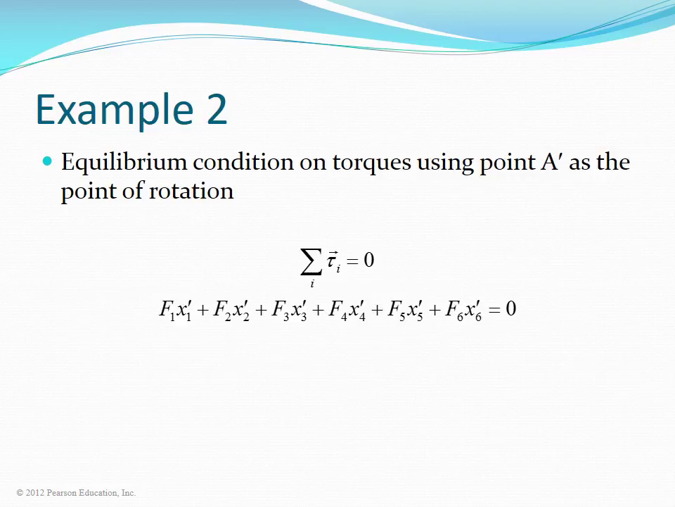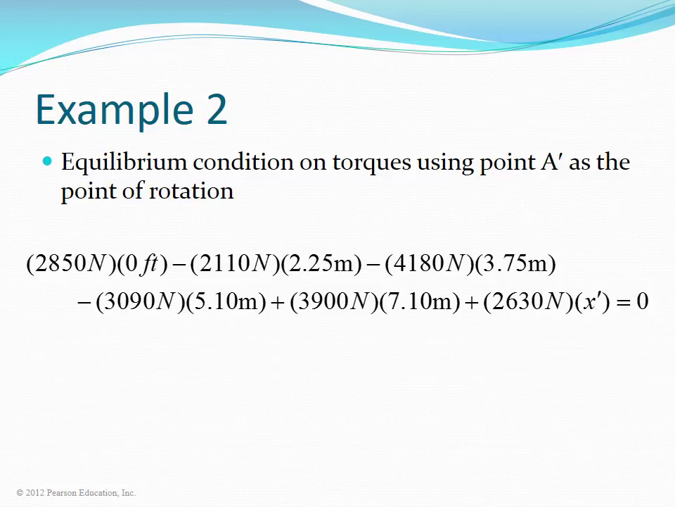We now use the equilibrium condition on torques using point A as the point of rotation. Keep in mind that the final answer must be from A, not A prime. We write the sum of the torques as the sum of the forces times their distances from the pivot point, A prime. I use primes on the x's to indicate that the distances are measured from A prime. Now I fill in what I know.